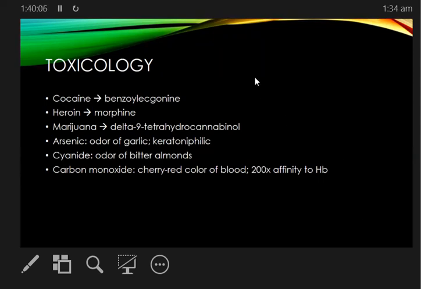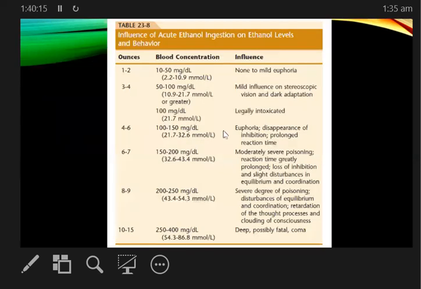When it comes to toxicology class, of course I would recommend that you read Henry's. And then this is the last one. They asked about this table, so please try to memorize this as early as now. They have asked already about legally intoxicated. Please memorize the alcohol level of a legally intoxicated person. We have 100 milligrams per dL or 21.7 millimoles per liter.